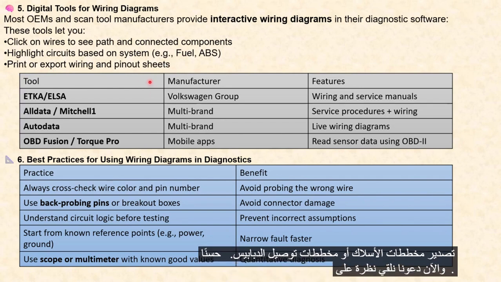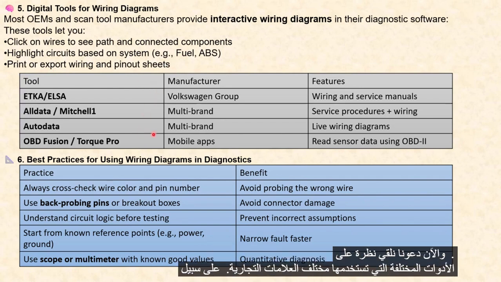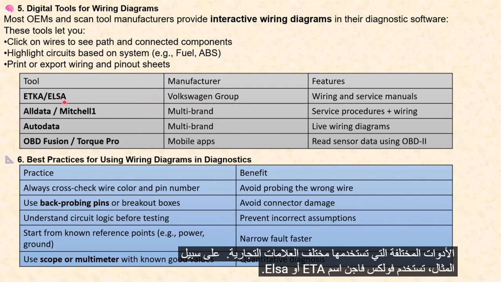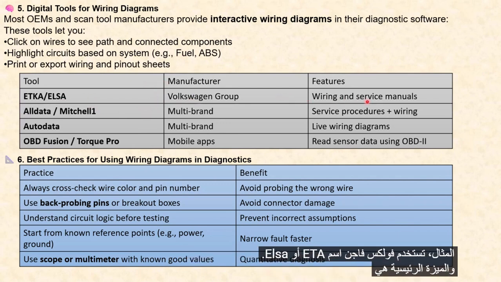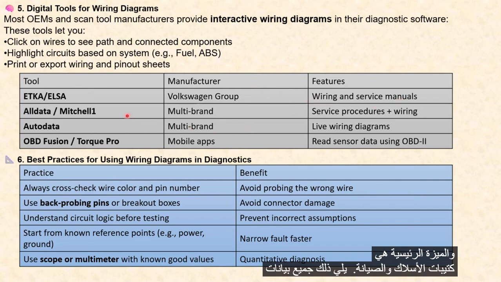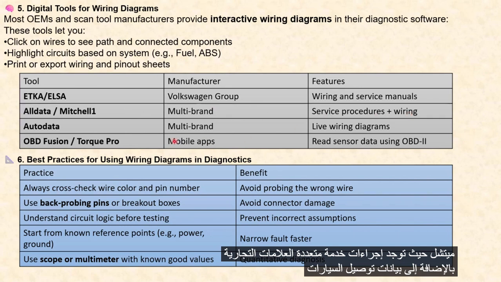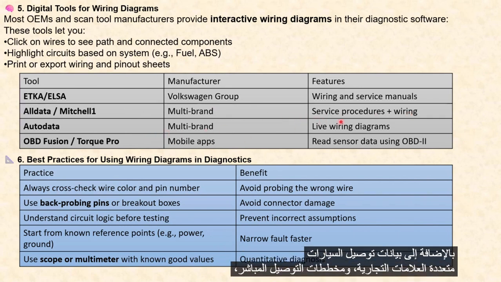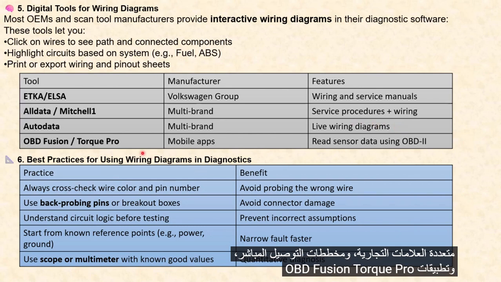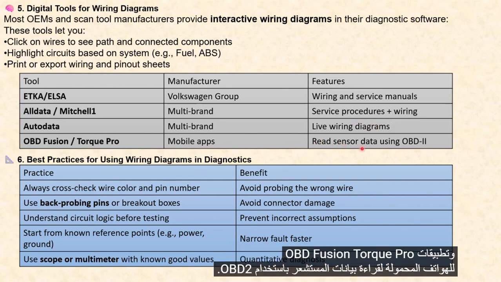All right, now let's see the various tools used by various brands. For example, Volkswagen uses ETKA or ELSA, and the main feature is wiring and service manuals. Next is ALLDATA Mitchell, a multi-brand service procedures plus wiring. Autodata offers multi-brand live wiring diagrams, and OBD Fusion and Torque Pro are mobile apps that read sensor data using OBD-II.